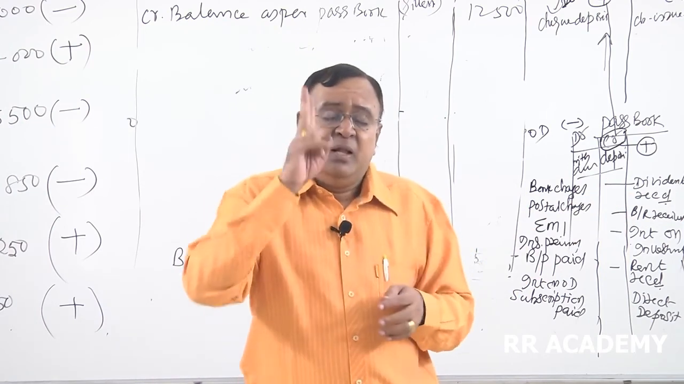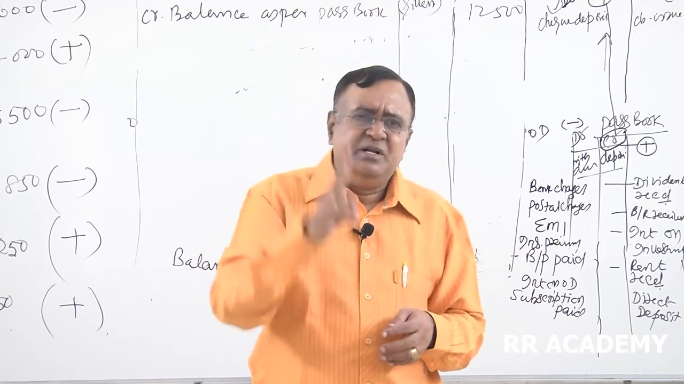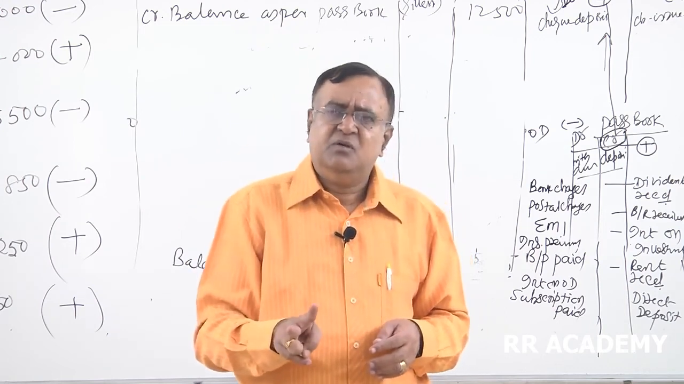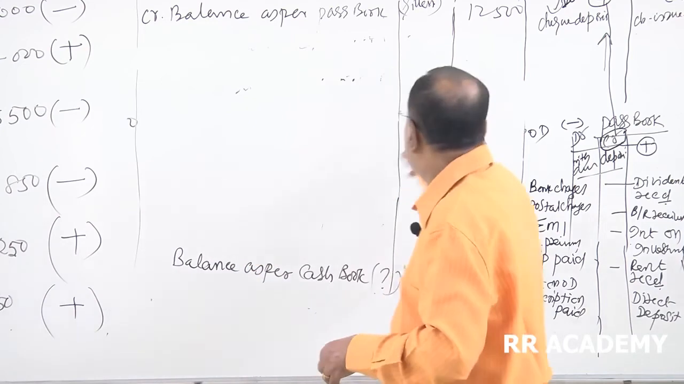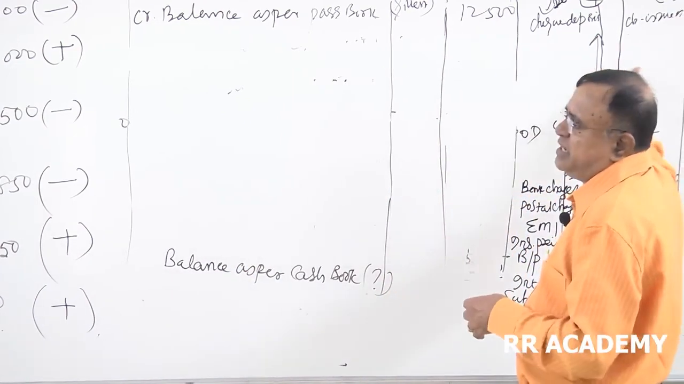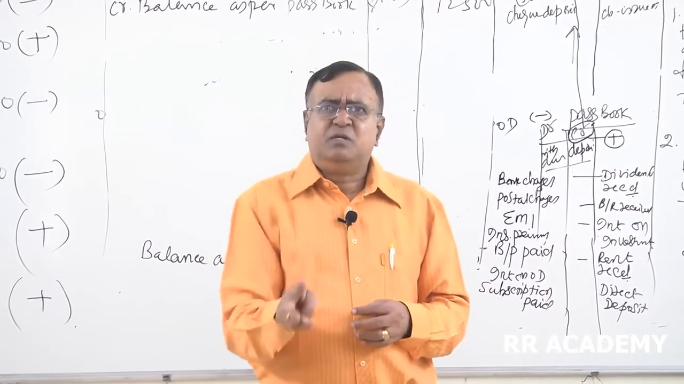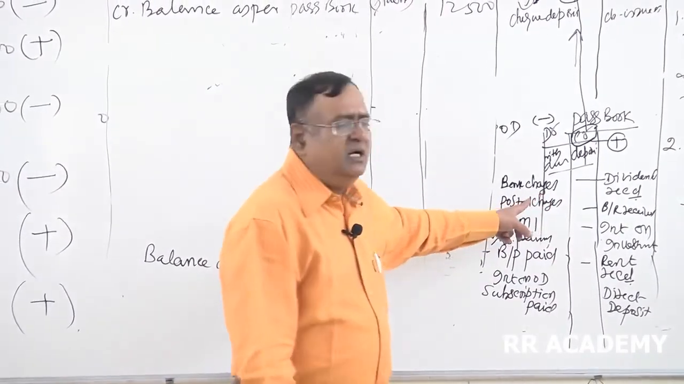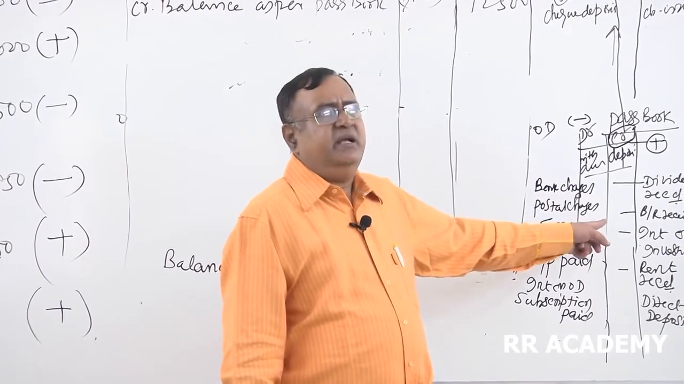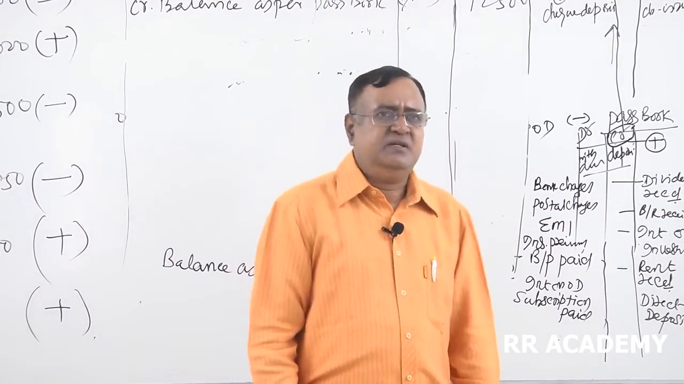And another one, there are two items which are entered in the cash book first. What are they? Check deposited, check issued. Two items which are entered in the passbook first: debit items, credit items. That is why there is a difference.